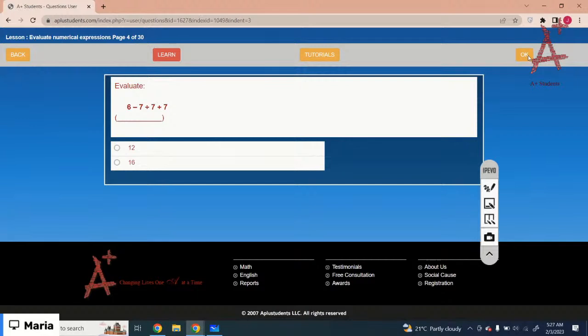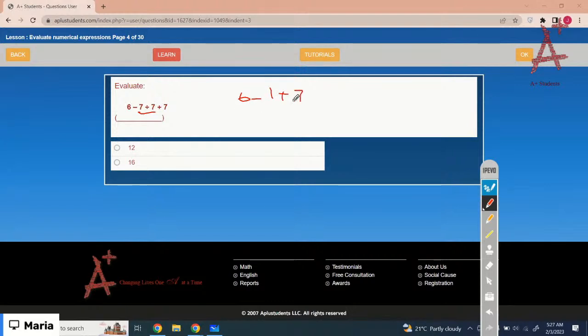Okay. So the next one is 6 take away 7 divided by 7 plus 7. So you have to do division first. Got it? 7 divided by 7 is 1. Now you have addition and subtraction. Go from left to right. 6 take away 1 is 5, and 5 plus 7 is 12. So the correct option is 12. Just select the correct option and click on the OK button.